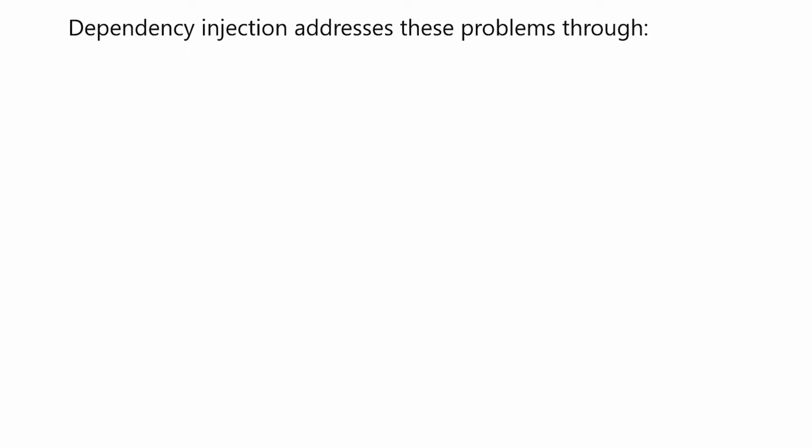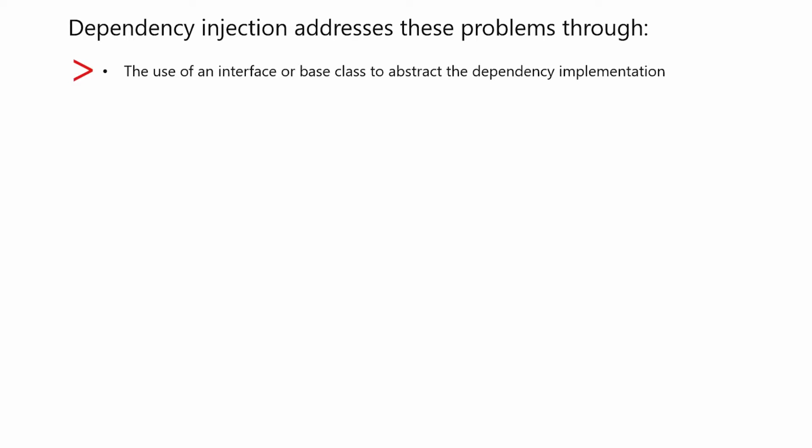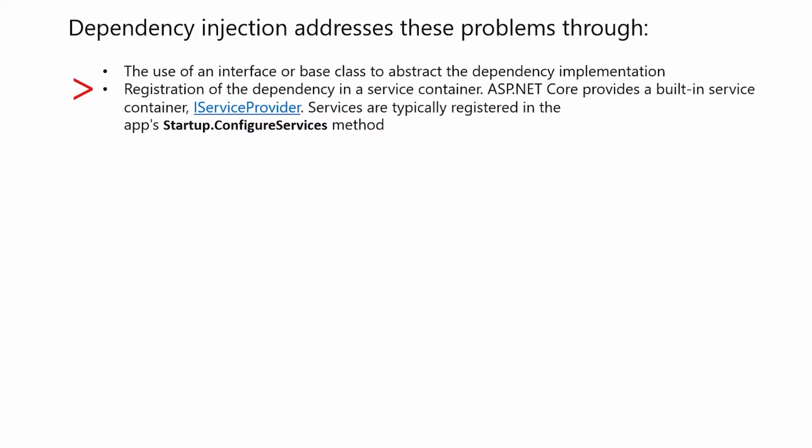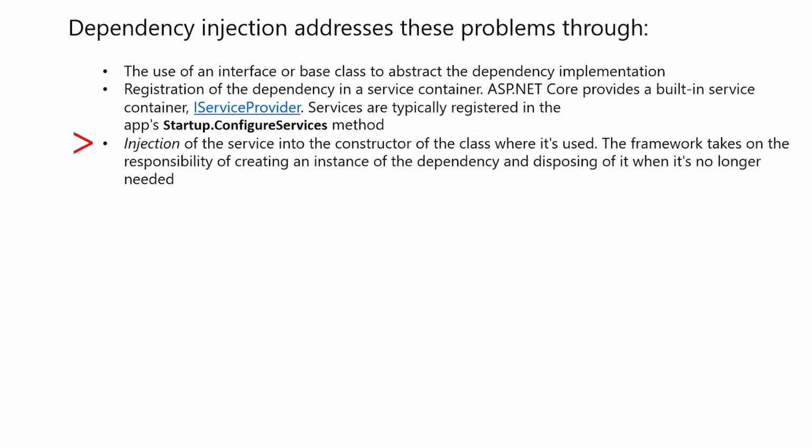Dependency injection addresses this problem through the use of an interface or base class to abstract the dependency implementation. Registration of the dependency in a service container. ASP.NET Core provides a built-in service container, IServiceProvider. Services are typically registered in the app's Startup.ConfigureServices method. Injection of the service into the constructor of the class where it's used. The framework takes on the responsibility of creating an instance of the dependency and disposing of it when it's no longer needed.